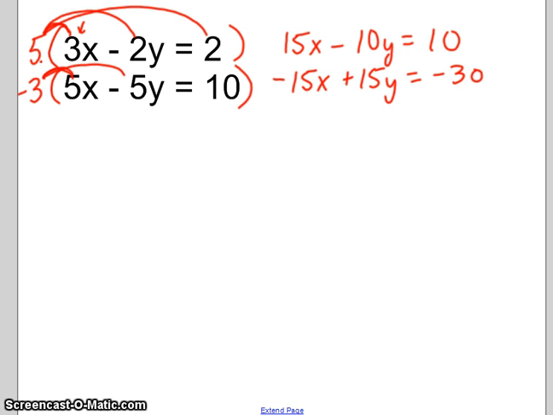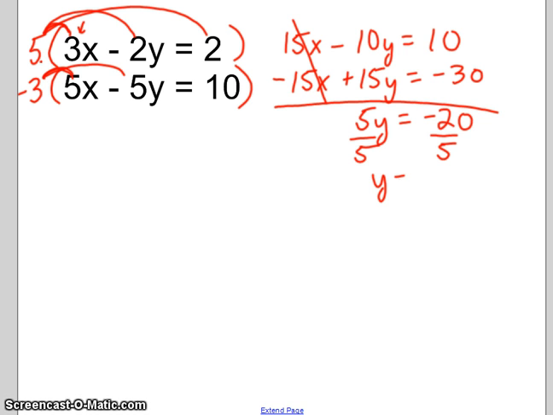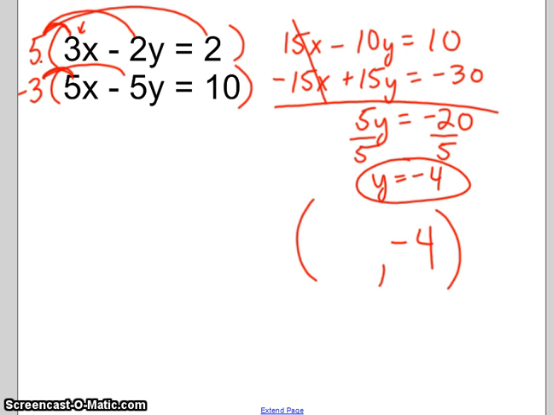Okay, now we're working with these two equations. We can add straight down, which will eliminate the x's. Perfect, that's what we wanted. Negative 10y plus 15y is 5y. 10 minus 30 is negative 20. Solve for y, and we get y equals negative 4. Now that we have y equals negative 4, we have the first part to our solution.